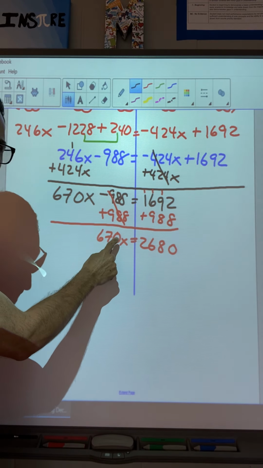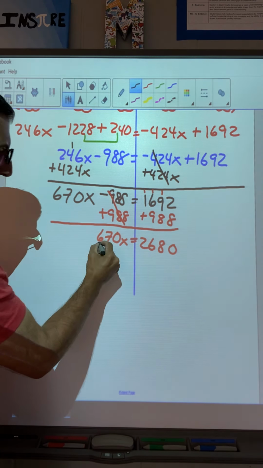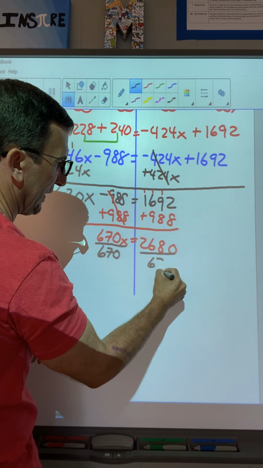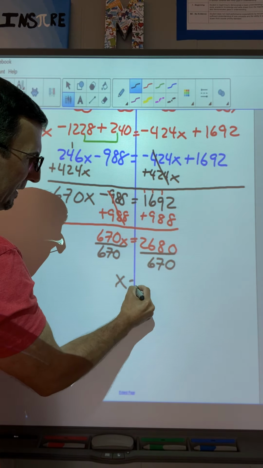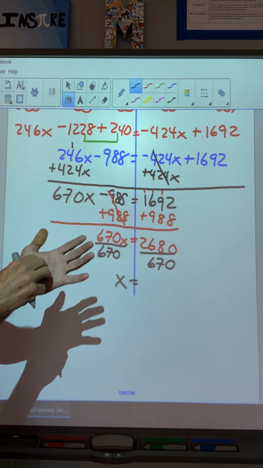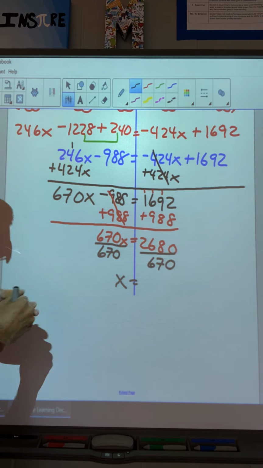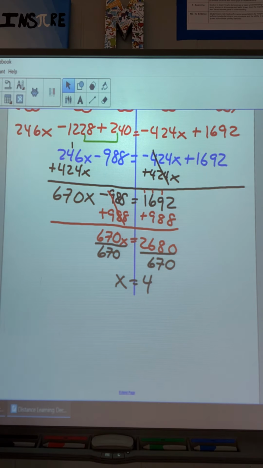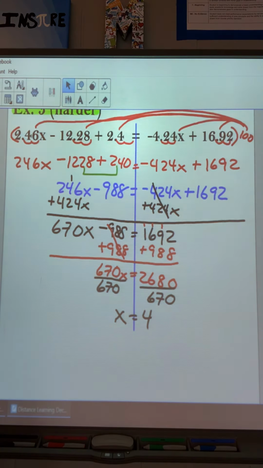How do I undo multiplication? Yes, we divide by 670. Okay, so you can get on your calculator or you can do it longhand, but it simply comes out to be 4. So a little review.